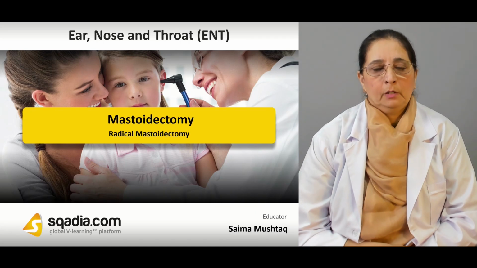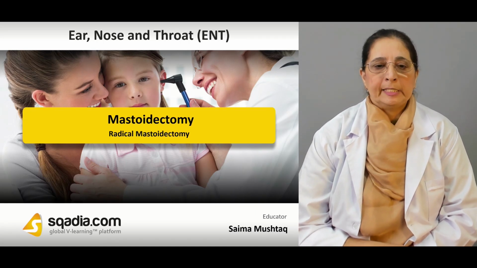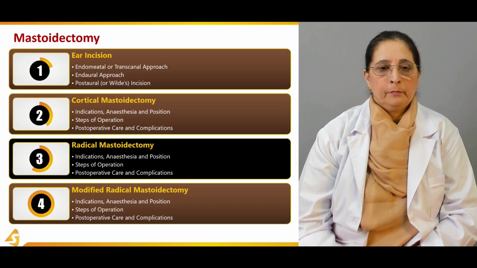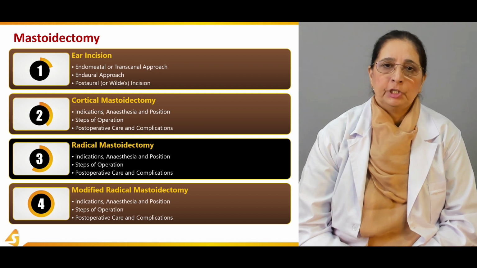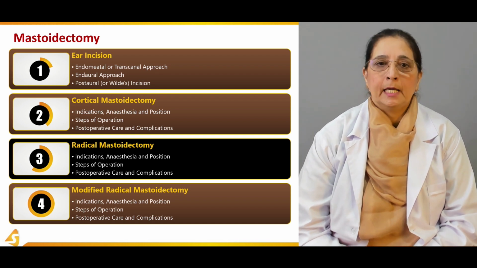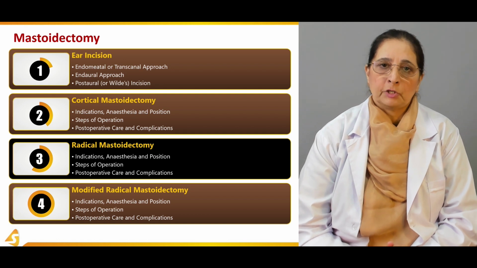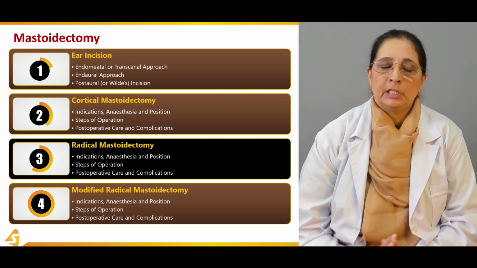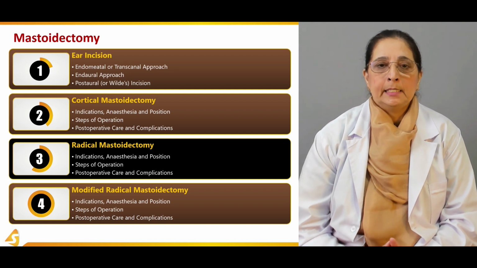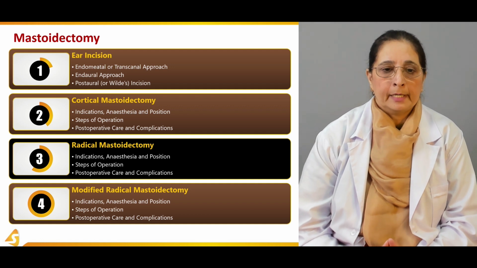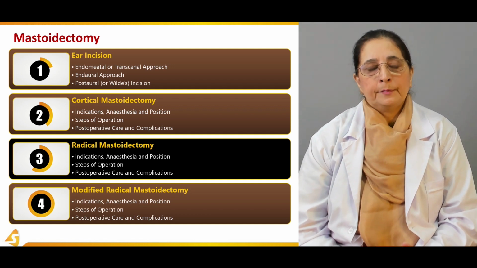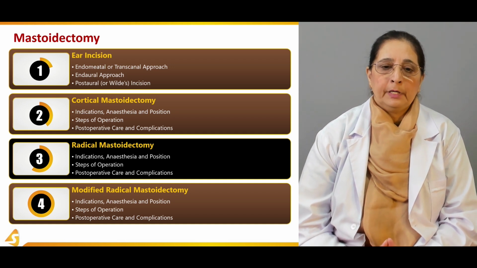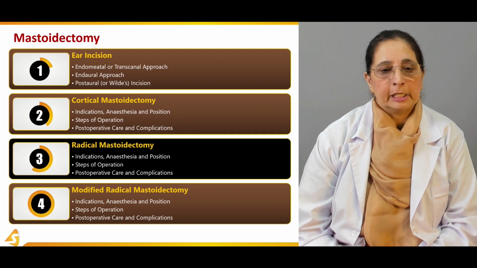In the third section, now we will talk about another procedure known as the radical mastoidectomy. Like we discussed for cortical mastoidectomy, in this section also we will talk about the indications, position, and anesthesia of radical mastoidectomy, and what are the steps of operation for radical mastoidectomy, post-operative care of the patients and complications.